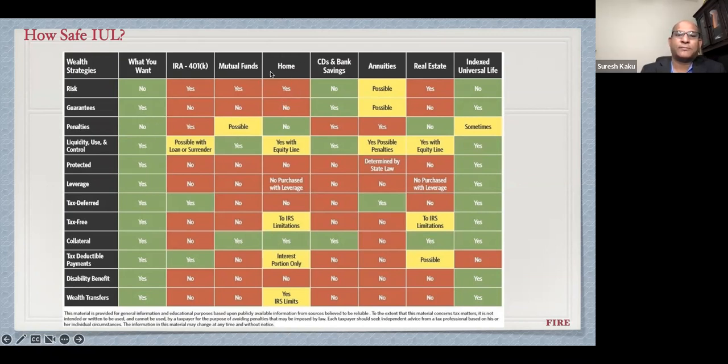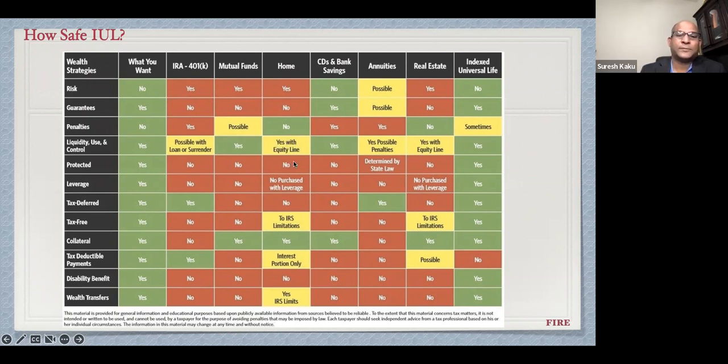Now let's look at the primary home, right? Does it have a risk? I mean, very minimal risk, but yeah, the home price can go down anytime. But usually in the long run, it appreciates. Does it have any guarantees? No. Penalties? No, of course, no penalties. You can sell it whenever you want to. Liquidity? Yeah, you can get a line of credit with the mortgage equity that you have.